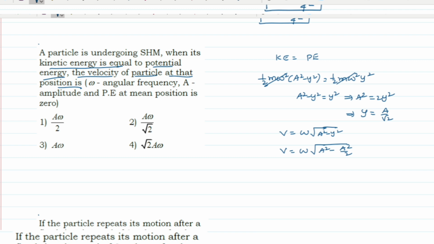Here y is a by root 2, and (a by root 2) whole square is nothing but a square by 2. So we can write a square into (1 minus half), which will be half. Then v equals omega into the square root of a square by 2, which is nothing but a by root 2. So v equals omega into a by root 2 is the correct answer.